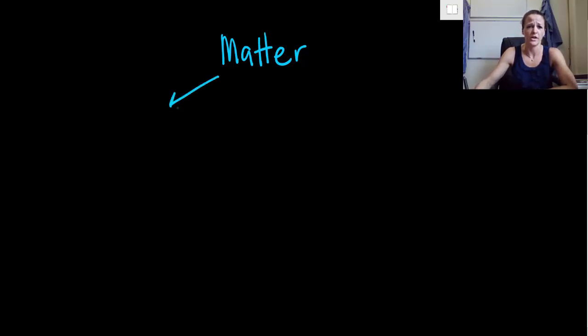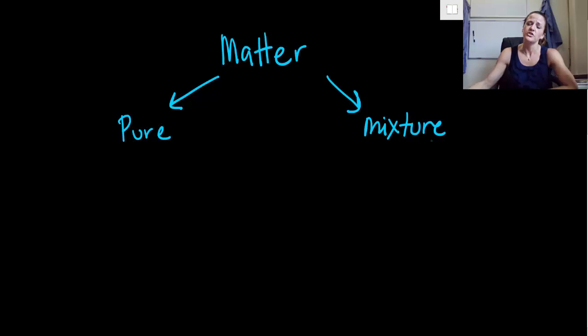Let's start off with something very basic. Matter is our global topic today, and we can easily separate this into two different sections. We either are going to have something that is pure, or we are going to have something that is a mixture. A mixture is a little bit more complicated, so we're going to come back to that. But right now I want to focus on something that is considered pure: one piece, one thing, one section of matter.